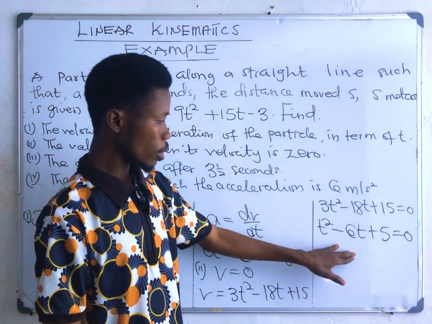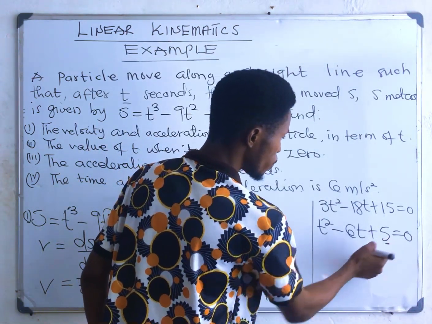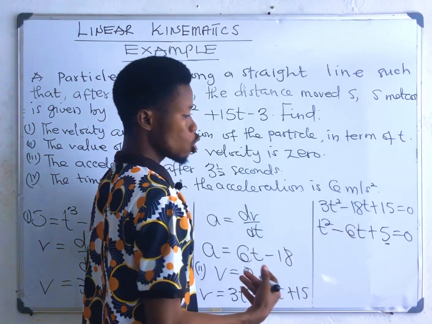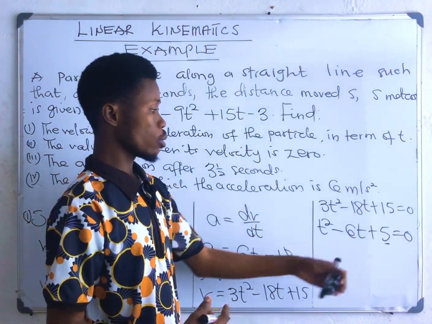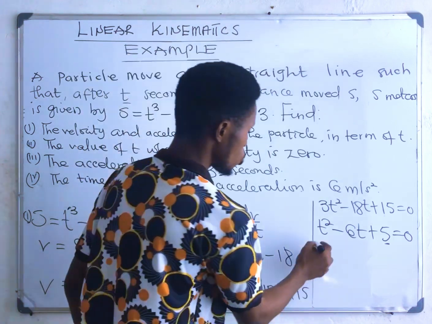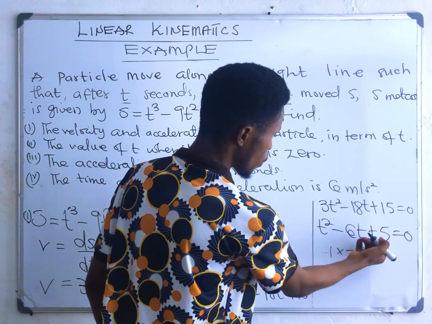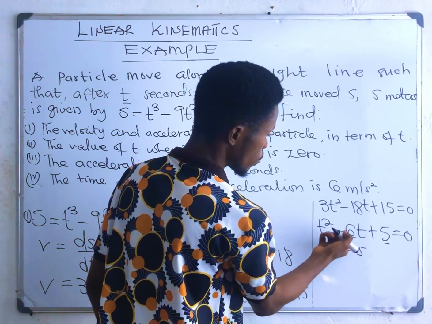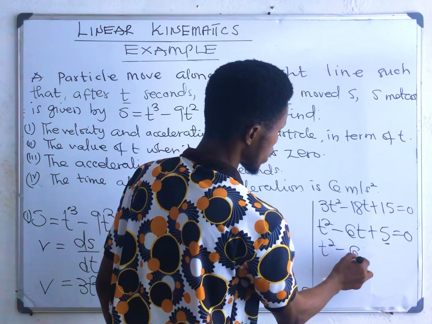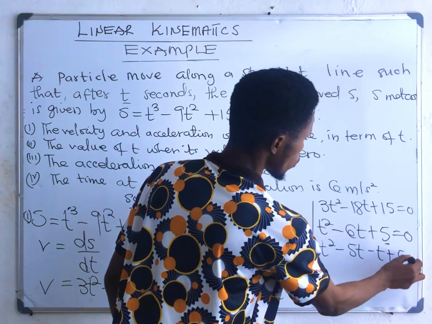For the quadratic equation, you can all solve it. If you solve this one, all you need to do is look for factors of 5 such that when I add them, I'll get negative 6, and if I multiply the same two factors, I'll get 5. Those two numbers are negative 1 and negative 5, right? Negative 1 times negative 5 will give me positive 5. Negative 1 plus negative 5 will give me negative 6. So these are the two factors. So it means I'm going to have t squared minus 5t minus t plus 5 equals 0.